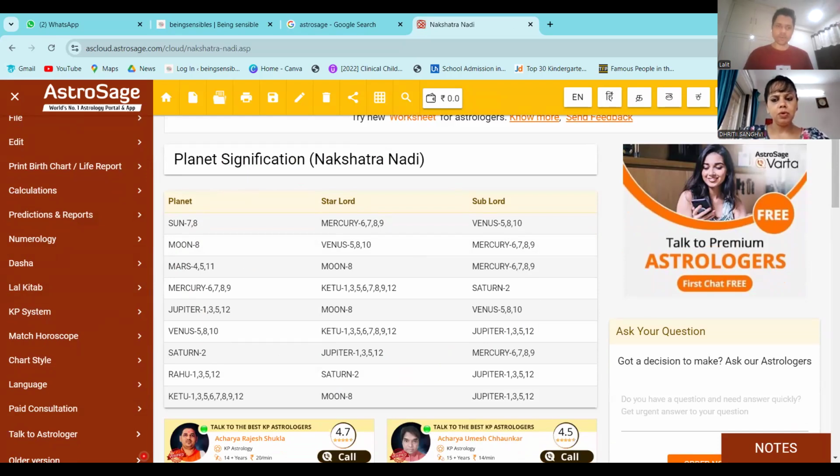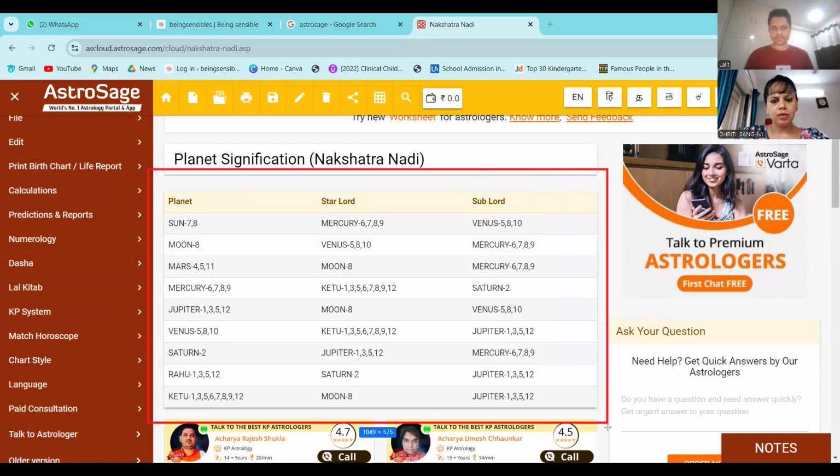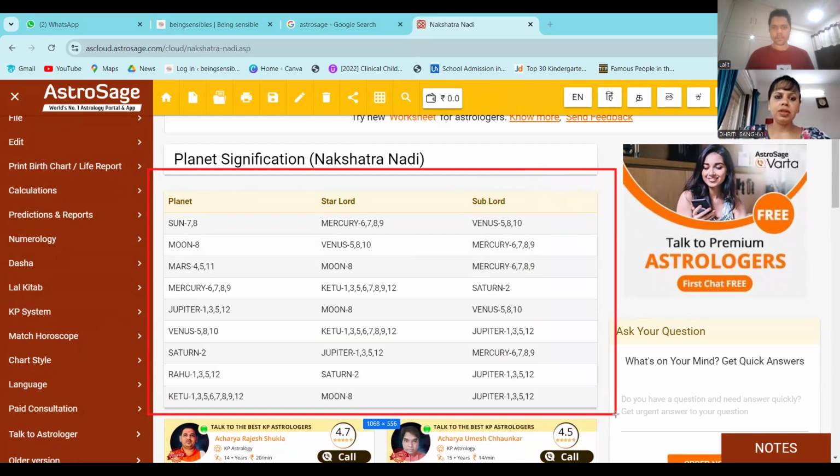So this is the KP system that we are learning. Yes, we use KP. KP full form is what? Krishnamurti Paddhati. Okay, so Krishnamurti introduced this. Yes, he formed this system, just like you will study in Nadi. So just take a screenshot of this. Take the screenshot, and then we follow the process.